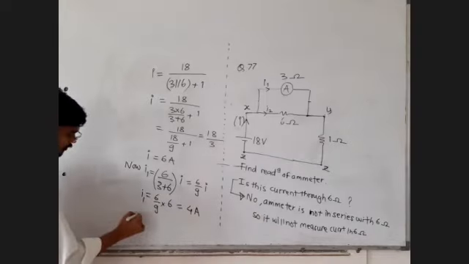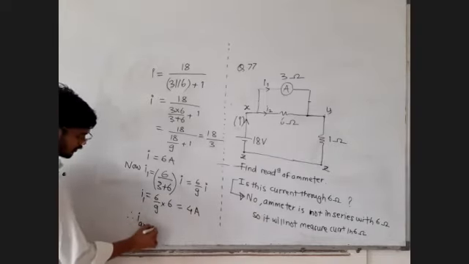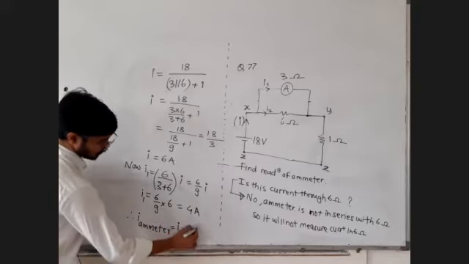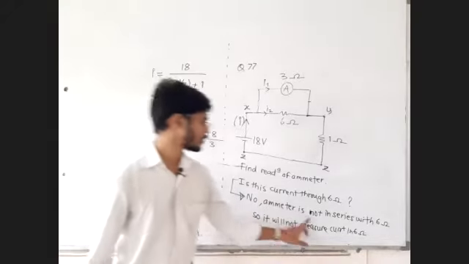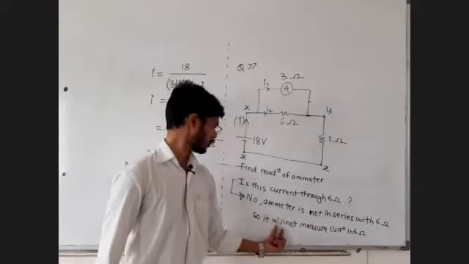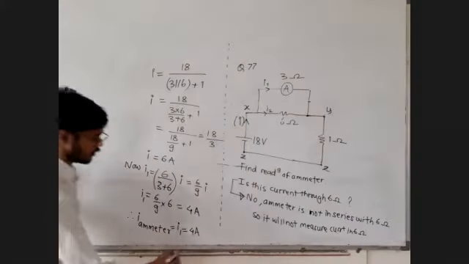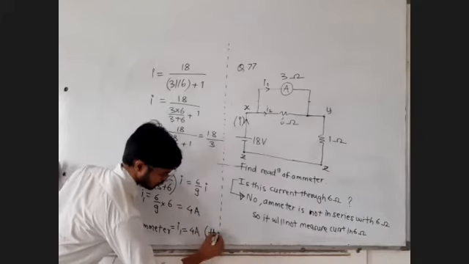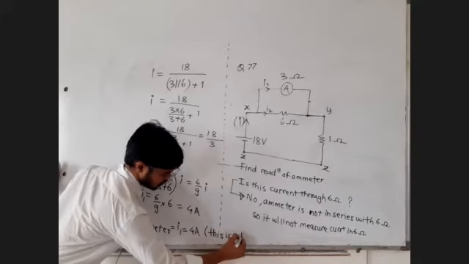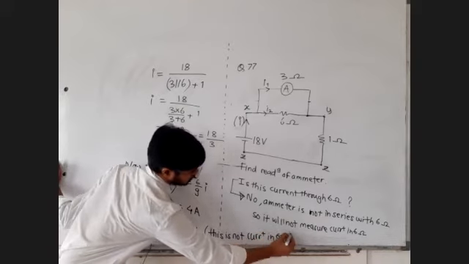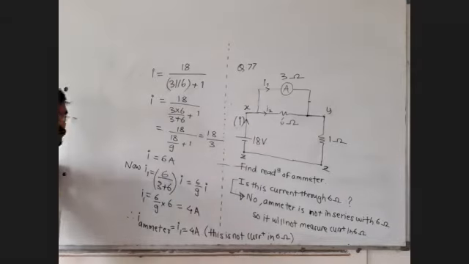Therefore, the current in the ammeter is equal to the I1 value, which is 4 ampere, and the ammeter is not in series with the 6 ohm, so it will not measure the current in the 6 ohm. So this is not the current in the 6 ohm resistance. You should have connected the ammeter in series with the 6 ohm, only then could you have obtained the answer of current in the 6 ohm resistance.